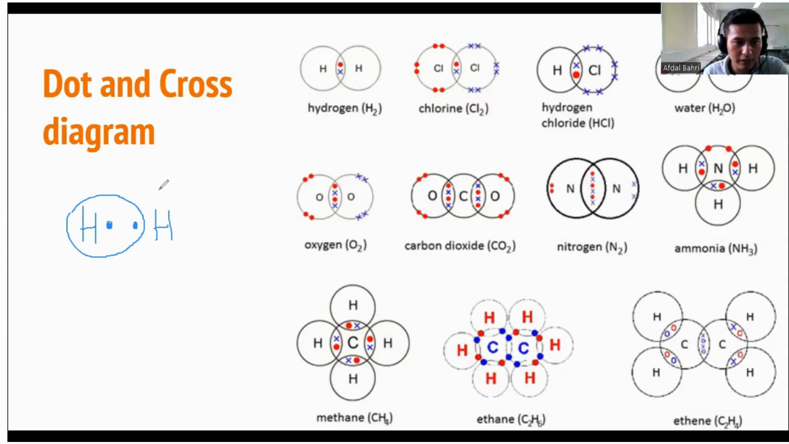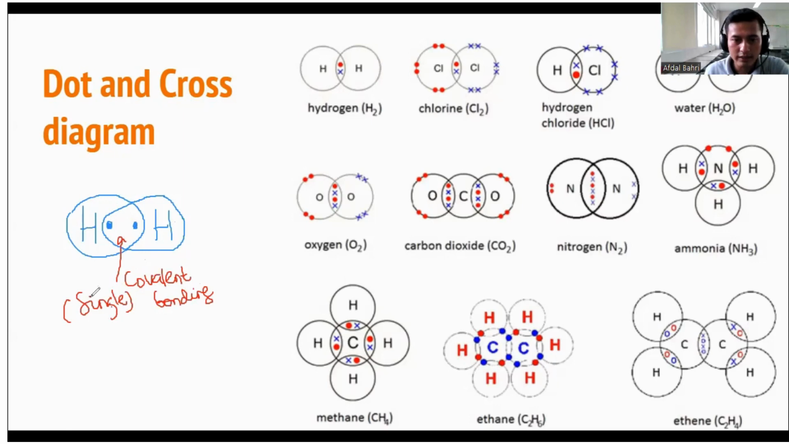The same thing happens here because this hydrogen also wants to achieve a duplet, so the electrons should be shared between the two atoms. Now you can see here there is overlapping, right? There is an overlapping area. This area is called covalent bonding. These two electrons are shared between two hydrogen atoms. Because there are two electrons involved, the type of bonding here is single covalent.